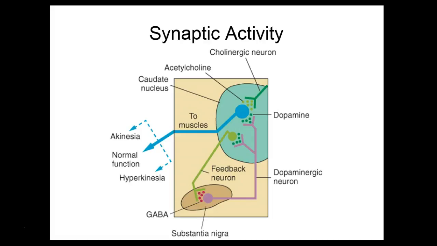Here we see the dopaminergic synaptic activity that is mediated by dopamine. Cholinergic synaptic activity is mediated by acetylcholine. A balance between the two kinds of synaptic activity produces normal motor function. If there's an excess of cholinergic activity, it will produce rigidity. And an excess of dopaminergic activity produces involuntary movements.